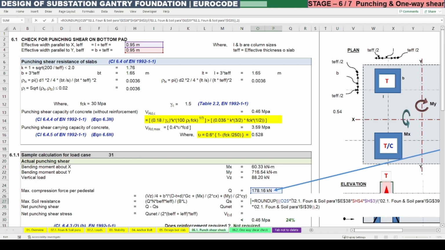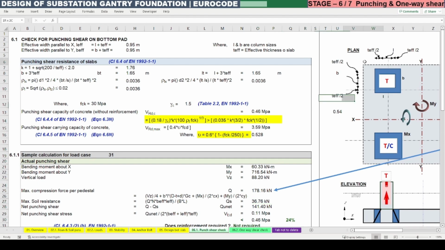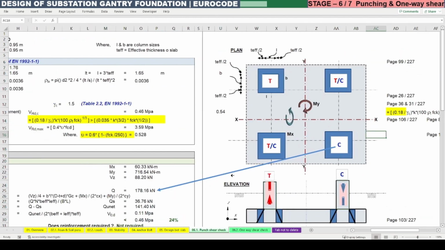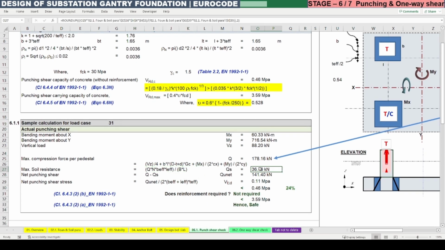So here the number of sites we need to consider. The number of columns, we know that there are 4 columns. The 4 number of columns should be multiplied with L effective and B effective, and multiplied with the maximum compression force per pedestal. Then that is divided by the overall length and width of the bottom slab, that is B by L, which will give you the maximum soil resistance.